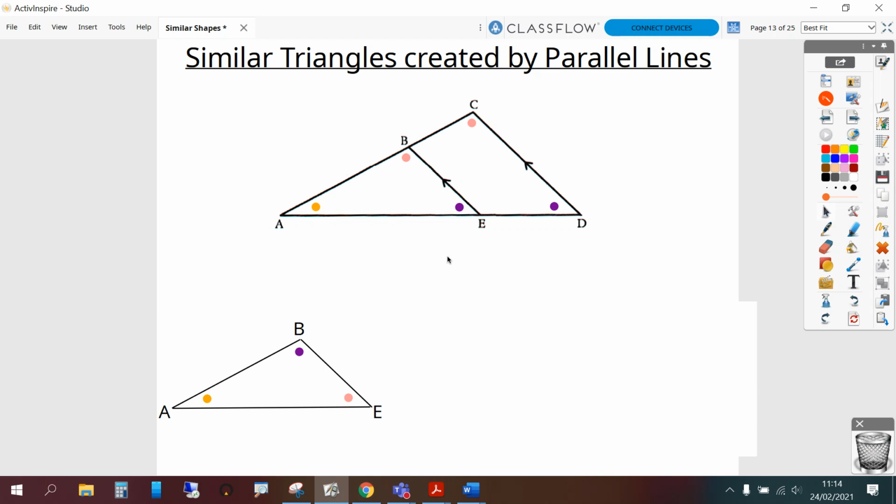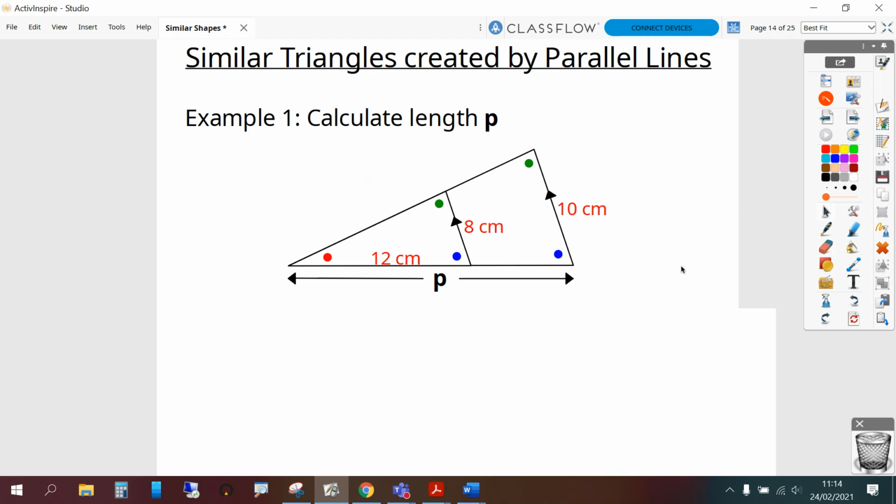There's ABE, the smaller triangle, and ACD, bigger triangle. An example, calculate the length of P.